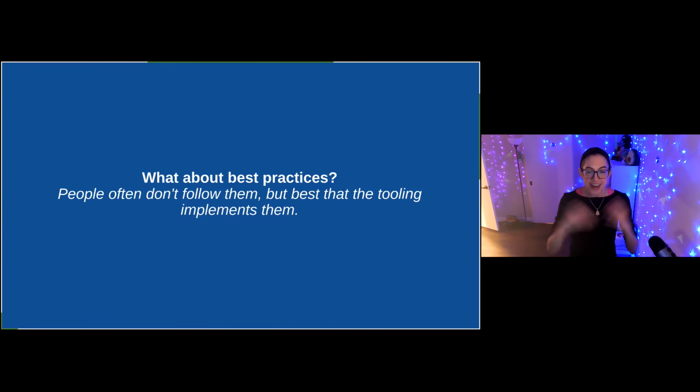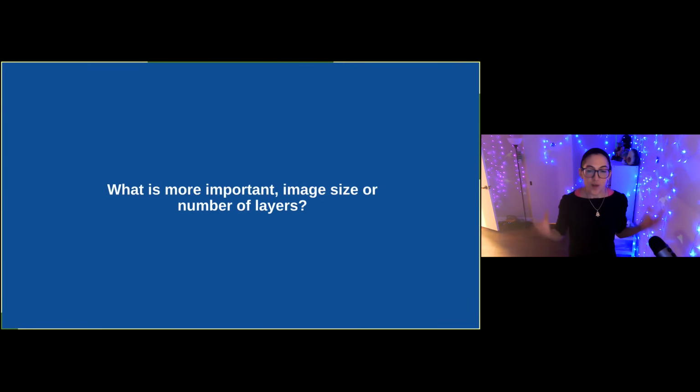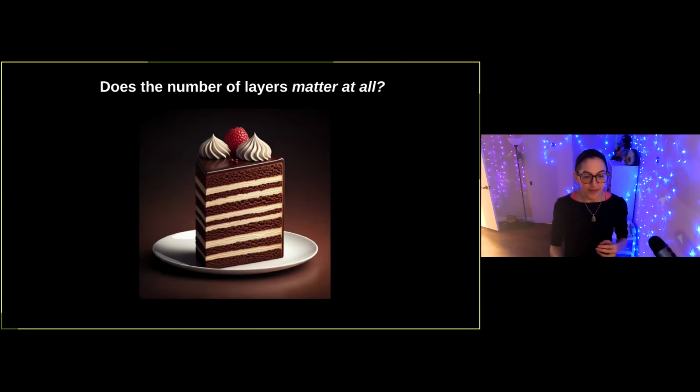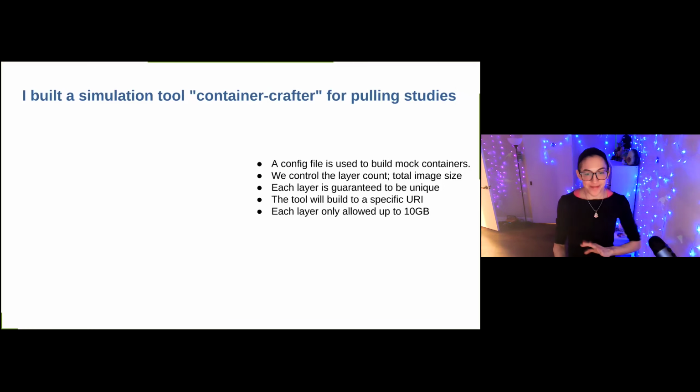Okay, so TLDR, people don't always follow best practices, but really what we think is best is that the tooling implements them so we don't have to. That's my opinion, to be frank. Okay, so what's more important, image size or number of layers? This goes back to people telling me, oh, more layers, fewer layers, bigger layers, smaller layers, what does it really matter? Does it matter at all? Well, if it's cake, it absolutely does matter. But what about for containers?